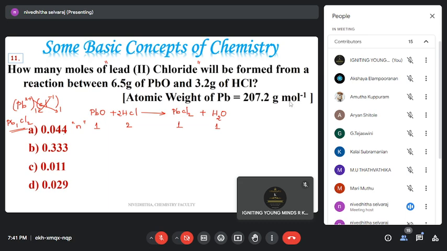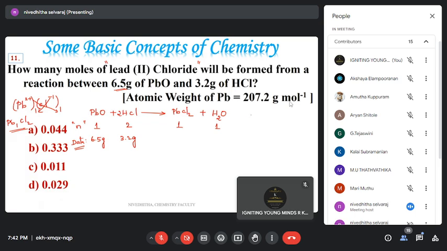Now I have to write the data. What are all the data given? They've taken 6.5 gram of lead oxide and 3.2 gram of HCl. Okay, and they're asking us to calculate how many moles of lead chloride is formed. See, whenever you're writing the data, please make sure you're writing the number of moles. But here we are provided with weight. You have to convert this weight into number of moles.